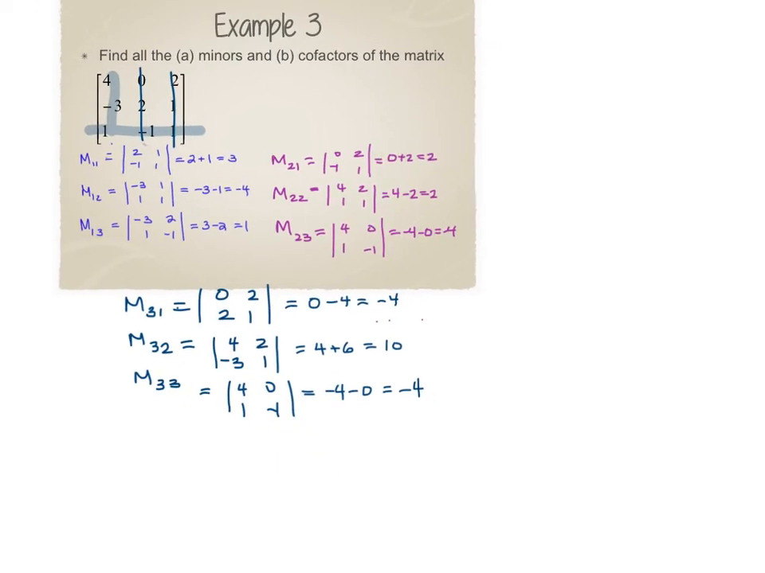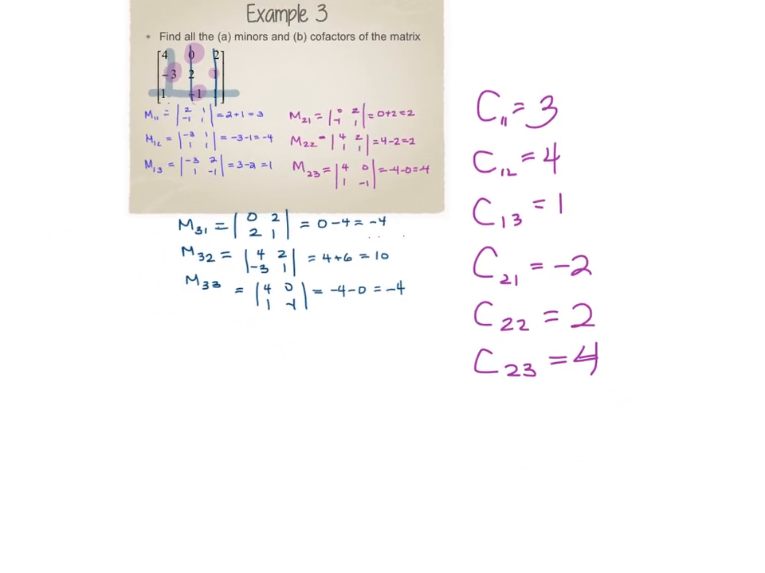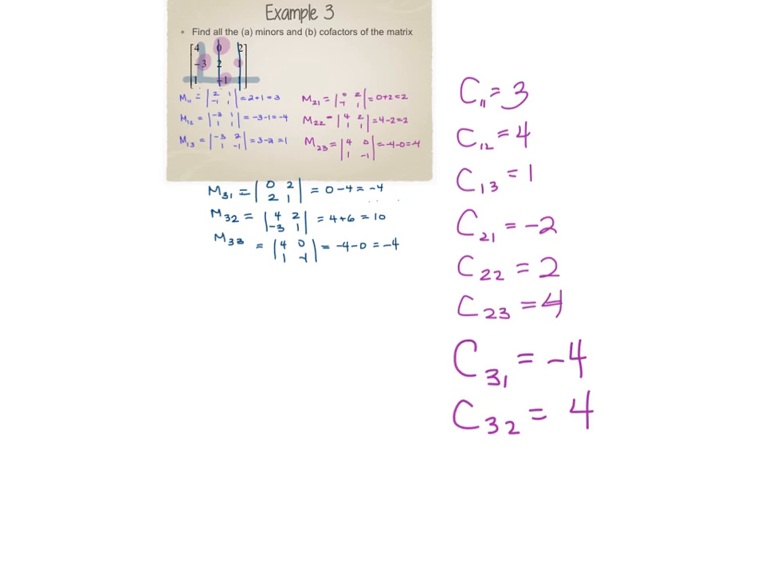And then you're changing the signs. So those are the minors. You're changing the signs for the cofactors on every other one starting with the second one. So cofactor 1, 1 is going to stay the same. Cofactor 1, 2, that negative 4 is going to become a positive 4. 1, 3 stays the same. 2, 1 changes. 2, 2 stays the same. 2, 3 changes. 3, 1 stays the same. 3, 2 changes. 3, 3 stays the same.